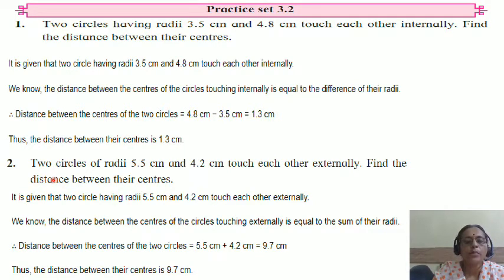Your second example. Two circles of radii 5.5 centimeter and 4.2 centimeter. Now here it is externally touching circles. So what you will do? To get the distance between their centers, the distance between the centers of circles touching externally is equal to the sum of the radii. So 5.5 plus 4.2 centimeter is 9.7 centimeter.